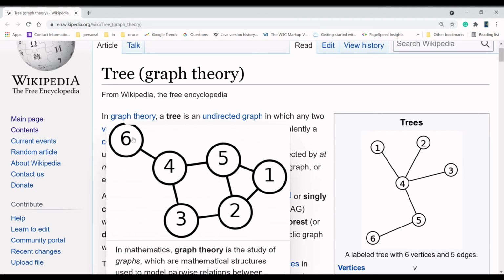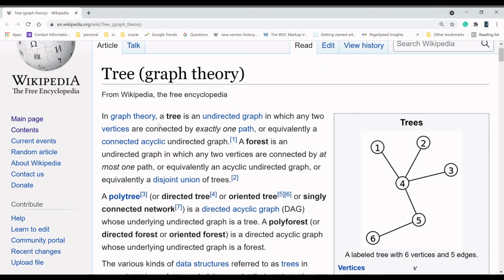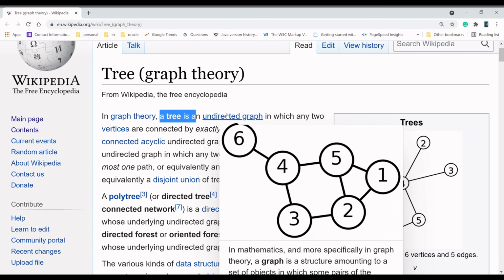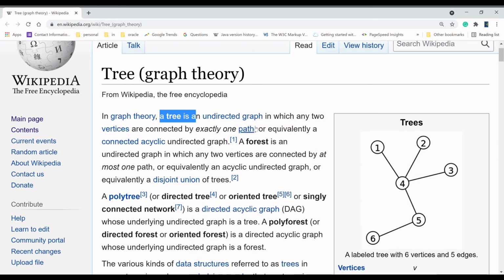If any vertex is connected with any other, and it may connect to multiple vertices and be multi-layered, this is called graph theory. In graph theory, a tree is an undirected graph. Undirected means there is no direction. It is not pointing from 6 to 4 or 4 to 6, or from 4 to 5 or 5 to 4. There is no direction. That's why it is called an undirected graph.